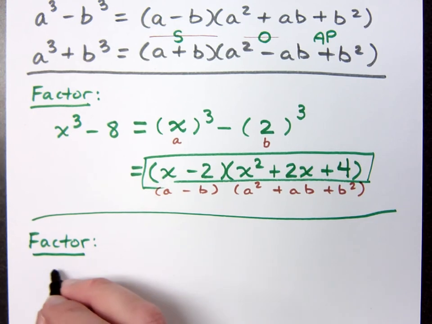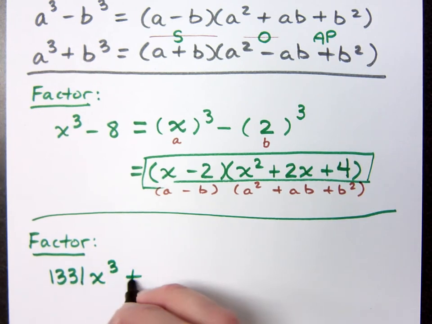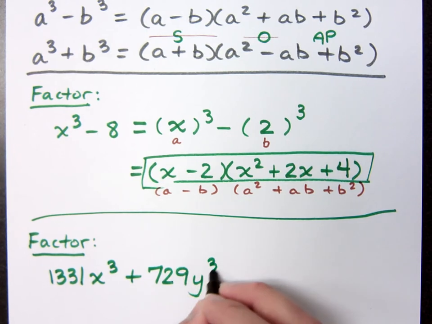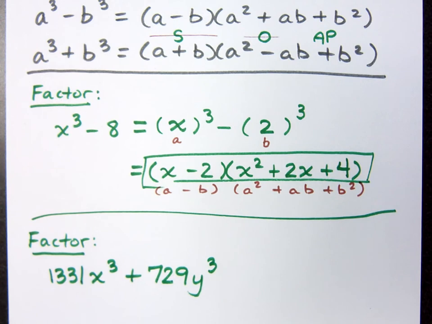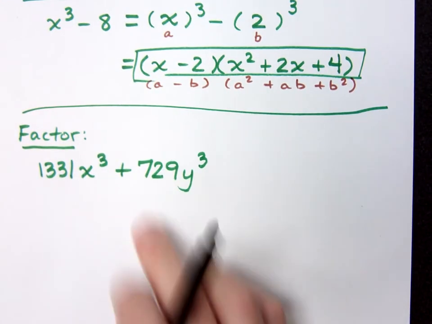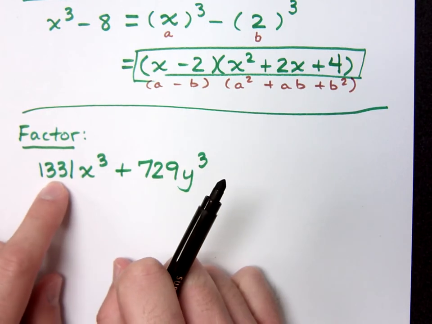So let's try this one. 1,331 x to the third plus 729 y to the third. Is there a common factor for these guys? No, there isn't. 9 cubed equals 729, so that's useful. So you're saying this guy's a cube. It's 9 and 11. This guy's a cube too, right? 11, yeah. That's 11 cubed.